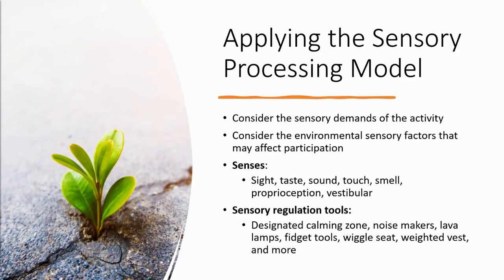A lot of what you're going to do when considering this is very similar to how you would apply the sensory integration model. You just really want to make sure that you're considering the sensory demands of each activity and environment and how that is affecting a certain child's participation or their engagement. So you really want to look out for and try different things to see what's bothering them, see what works to help them feel as comfortable as possible. Some of those sensory tools we talked about again are having a calming zone, noise makers, lava lamps, fidget tools, a wiggle seat, a weighted vest, and more. These are both good to understand the basic concepts of, not necessarily the details, so that you can provide those supports as we said before.